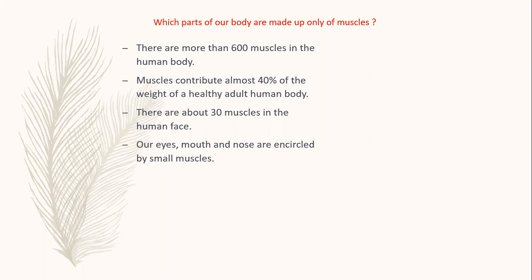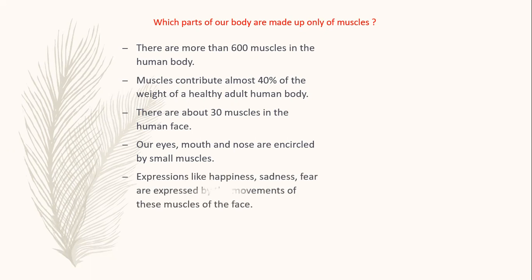Now, talking about our eyes, mouth, and nose, all of these parts of the face are encircled. By the word encircled, it means that they are surrounded by small little muscles. With the help of those smaller muscles, my eyes are blinking, my mouth is moving, my nose is breathing. So there are small muscles surrounding each of the organs mentioned here.